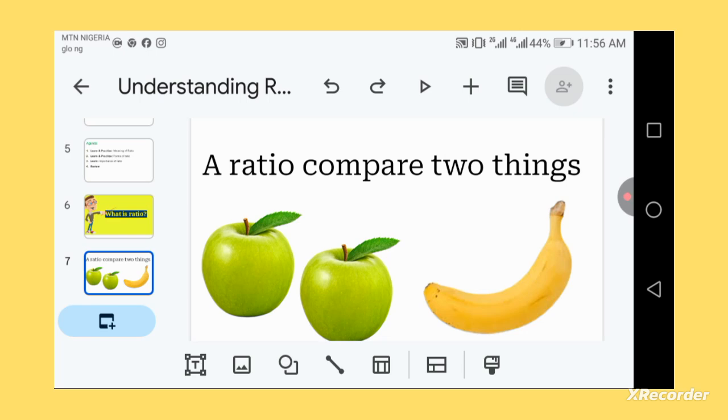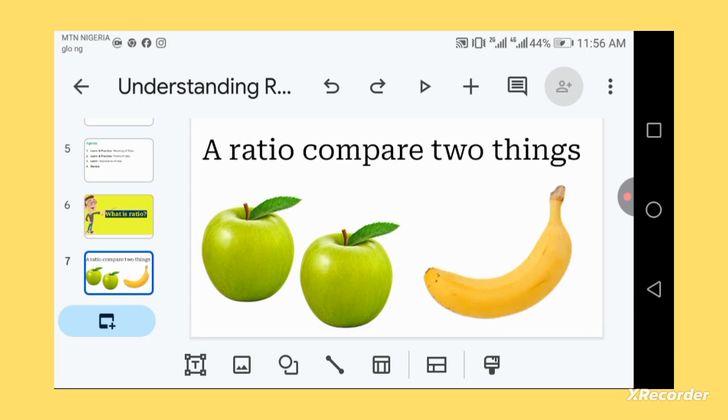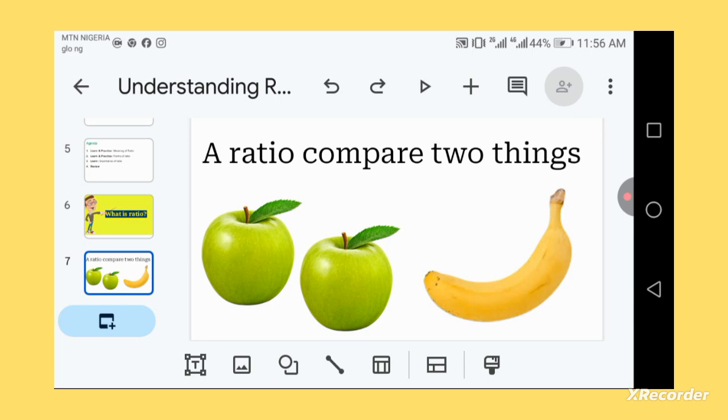Now, look at the picture. I have 2 apples and 1 banana. The ratio of apples to bananas is 2 to 1. That means there are 2 apples for every 1 banana.